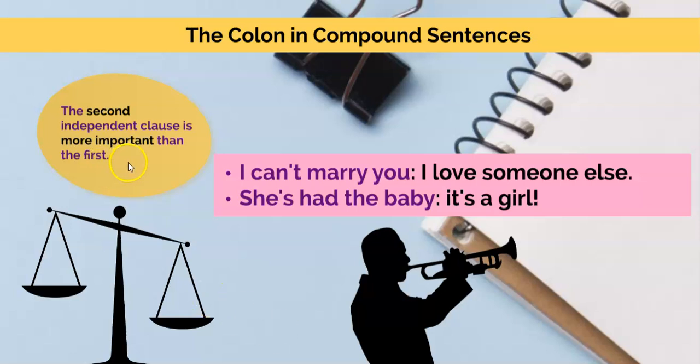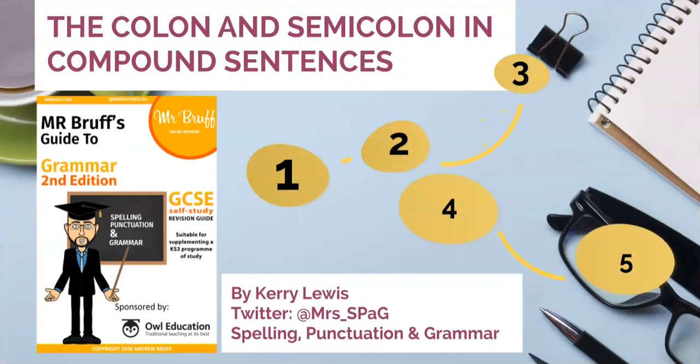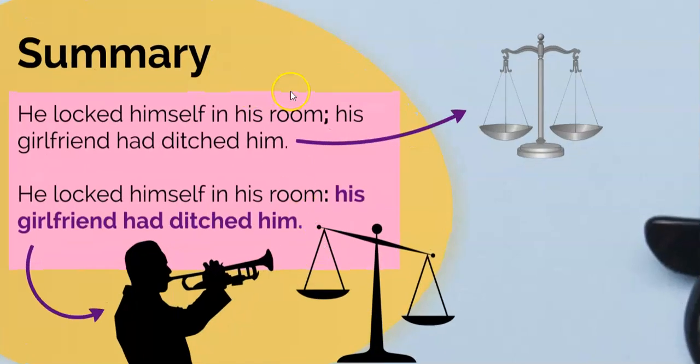With the colon, the second independent clause is more important than the first, and that's why we have a different picture of the scales. I like to imagine the colon as a trumpet announcing important news. For example, I can't marry you: I love someone else. She's had the baby: it's a girl.